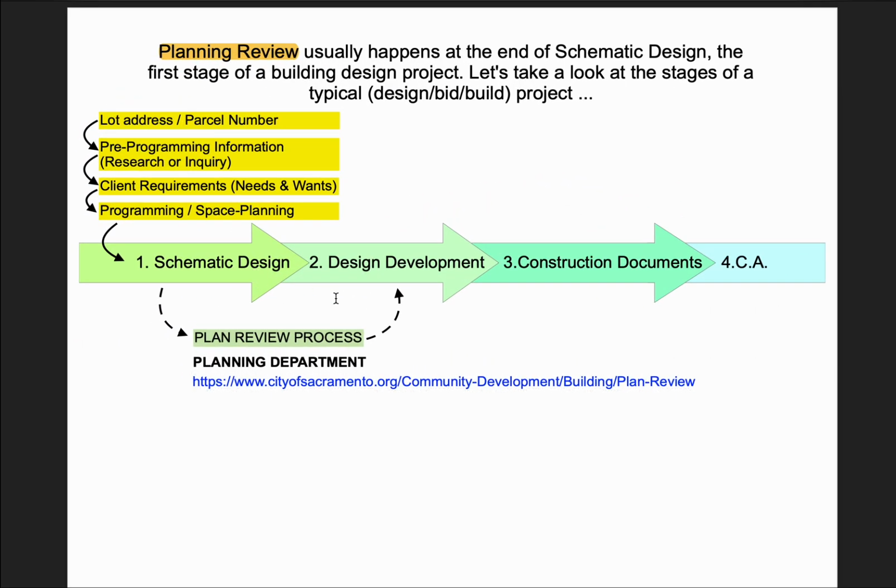Okay, so after schematic design, you would have to go through the plan review process, get things approved before you actually go into the design development, which includes your floor plan layout, your elevations, roofing, and then you go to finalize everything with your engineers and then do your construction documents before you actually go into the construction phase. Okay.